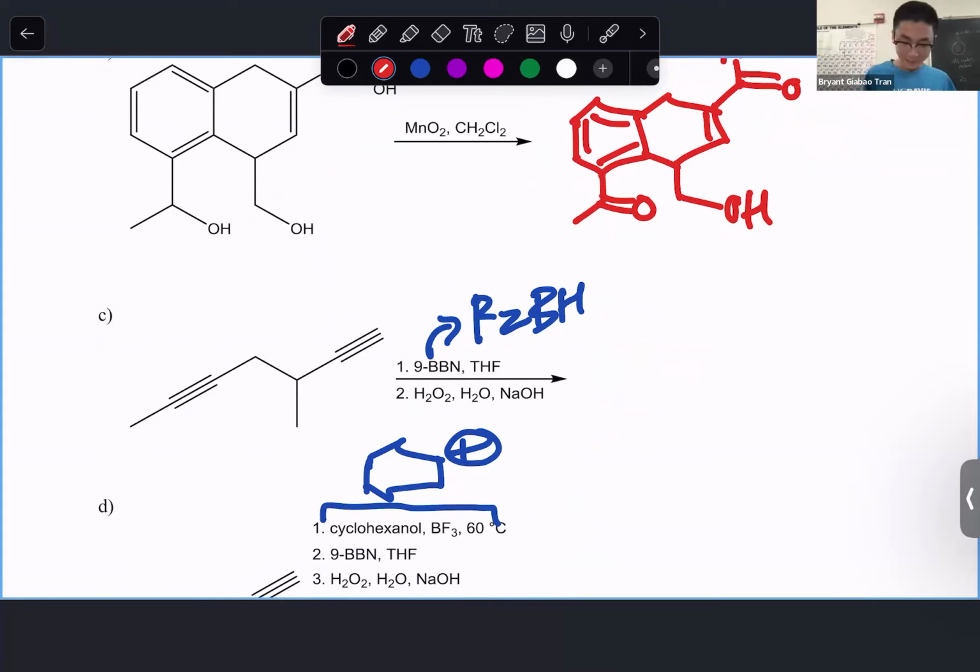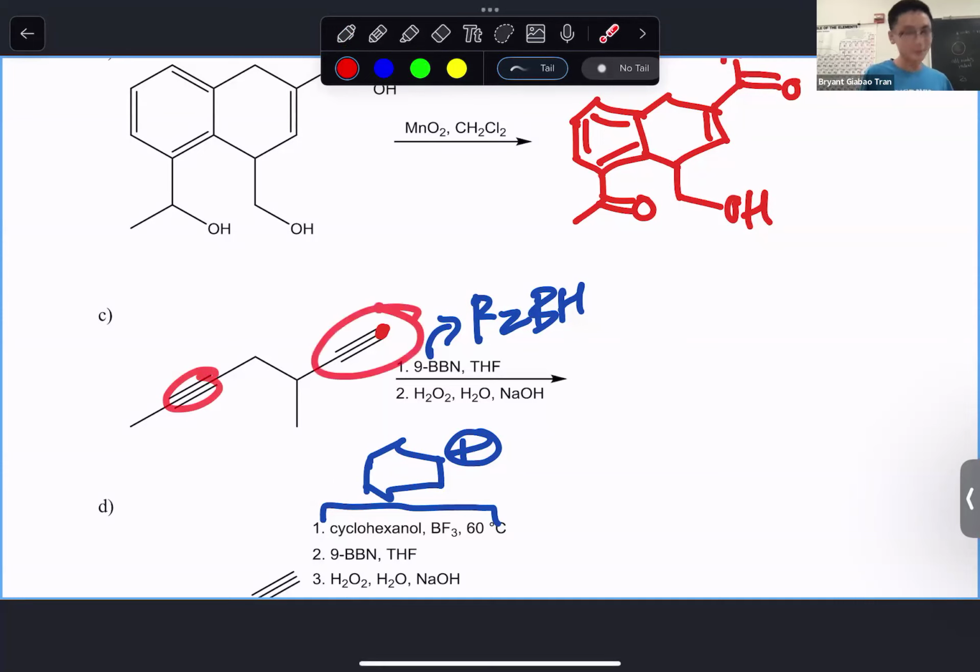Yeah, anti-Markovnikov. Yeah, right. In this terminal alkyne here, there is an anti-Markovnikov position, which is this position here. But there's no anti-Markovnikov or Markovnikov position in this internal alkyne here. So we're gonna get two different products, right? What will this terminal alkyne go into as a result at the very end? If we have a terminal alkyne reacting with hydroboration oxidation, what functional group do we always have?